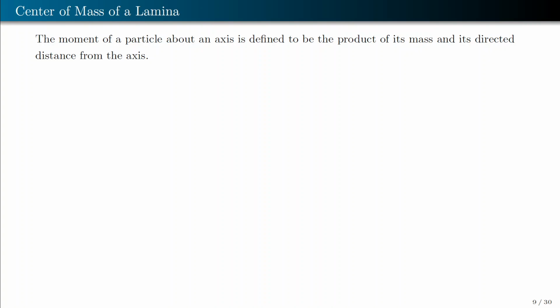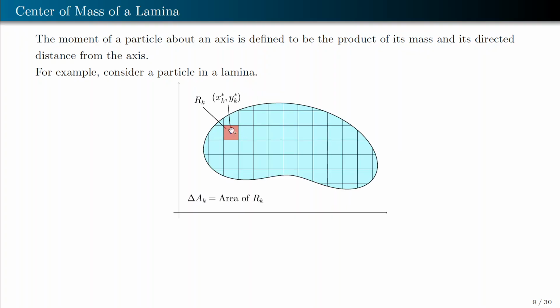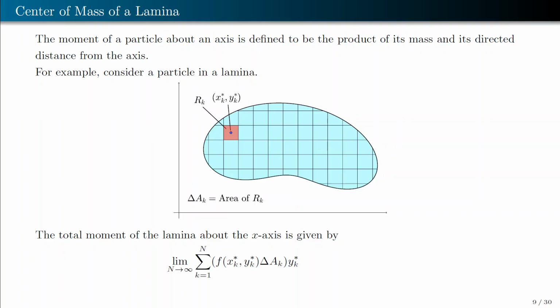Okay, first, let's compute the moment na gagamitin natin para sa pag-compute ng center of mass. Okay, so sabi natin, again, moment is mass times distance from the axis. So, for example, let's consider this lamina and let's consider a particle. So, a particle, let's say, yung shape niya ay itong R sub K na to. Okay. So, sabi natin kanina, itong product na to, yung f of xk star, yk star, delta ak, ito yung approximation ng mass ng rk. So, ang gagawin natin, i-multiply natin yung distance niya from the x-axis. Yung distance from the x-axis, yun precisely yung y-coordinate, diba? Pag yung y-coordinate, distance yun from the x-axis. So, i-multiply natin yung yk star to get the moment of that r sub k about the x-axis.